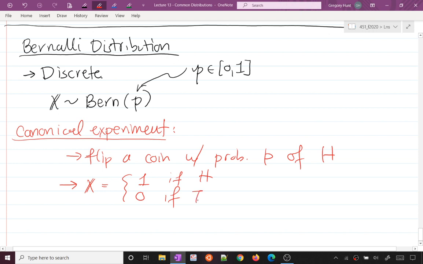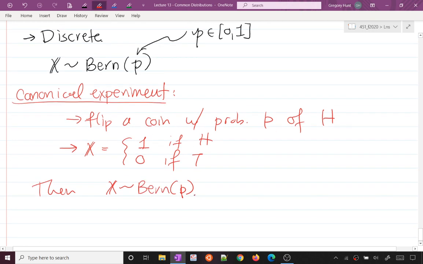You could do this with any kind of binary experiment. Yes, no, 1 if yes, 0 if no, anything you kind of want to think about. In that case, if we do this experiment and we say x is 0 or 1, so the support of my random variable is 0 or 1, that is called a Bernoulli distribution. We could even say that then x is Bernoulli p.